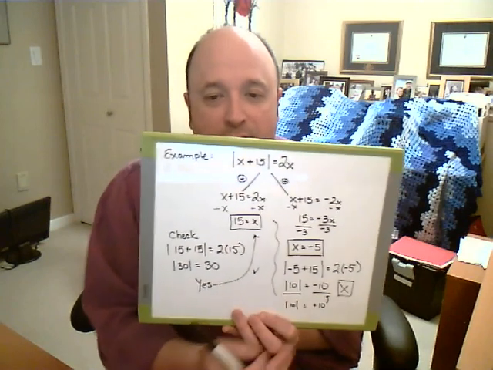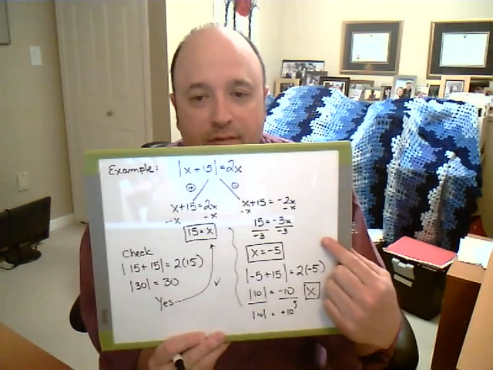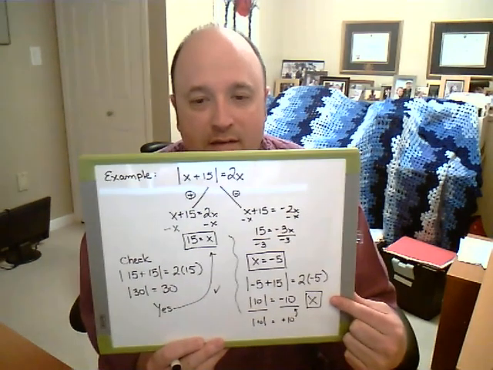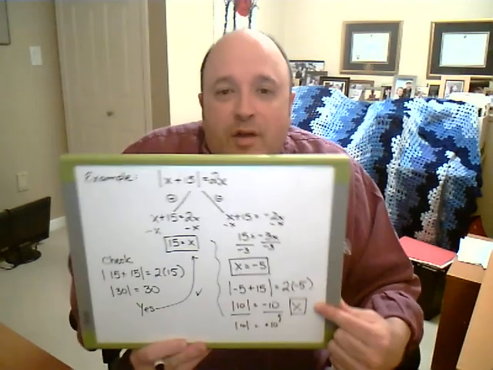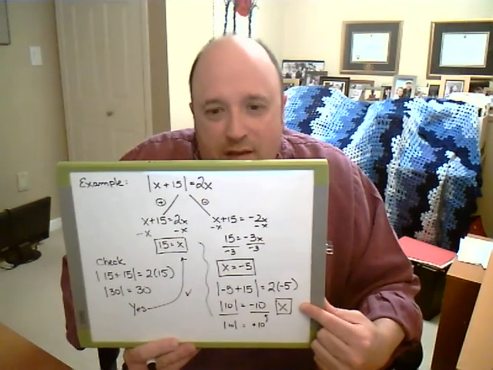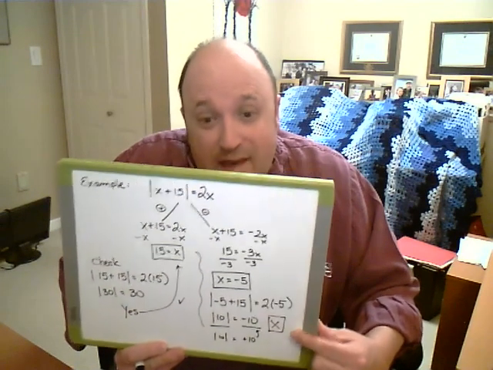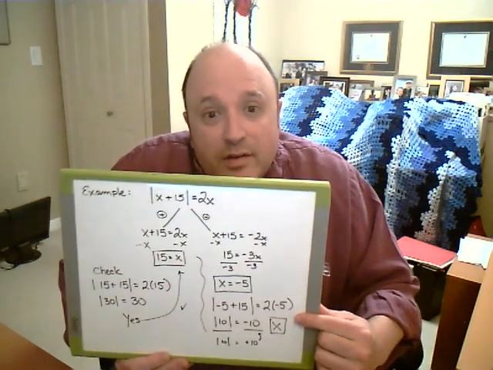But over here, when I plug in -5, this is what I get. And I get the absolute value of 10 is equal to -10. And at first glance, if you're not really paying too much attention, you might say, oh yeah, that's right. But that's not right. The absolute value of 10 is positive 10, and this gives us -10. It gives us a wrong answer.